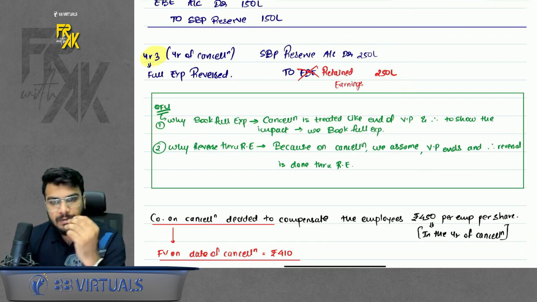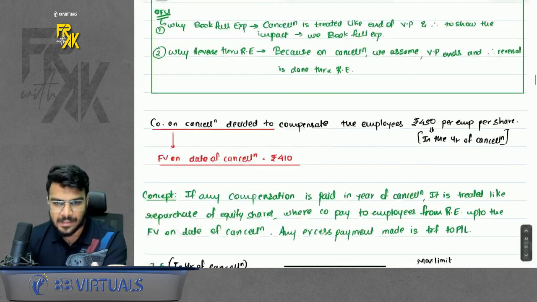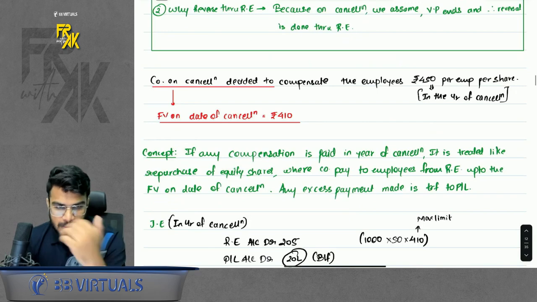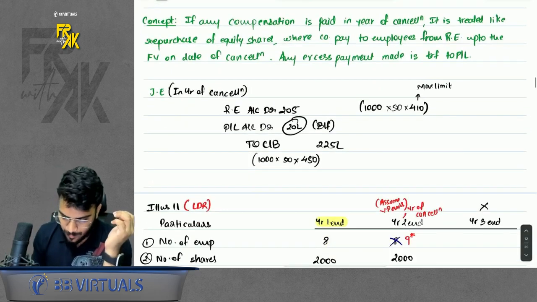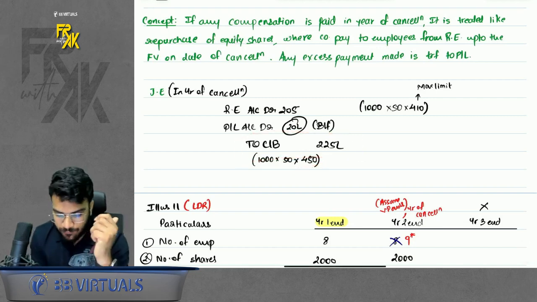Third thing, sometimes in cancellation the company pays some compensation. So make the payment for that compensation. Let's say the company is making a payment of 450. So pay that compensation as per 450. But when you pay, you will pay from retained earnings.